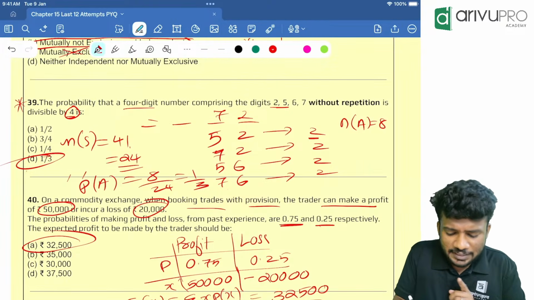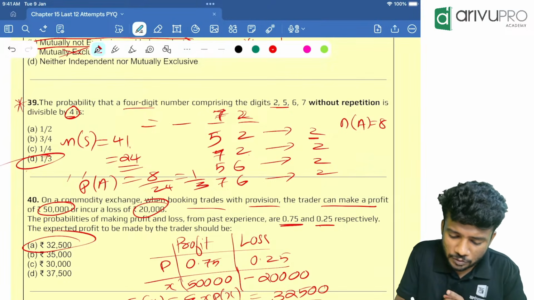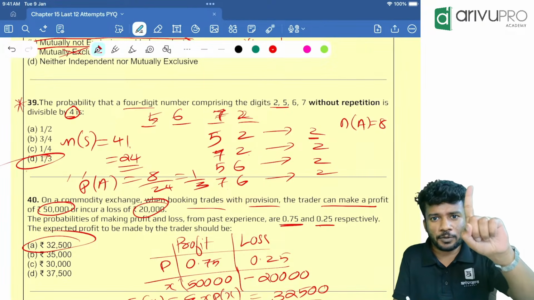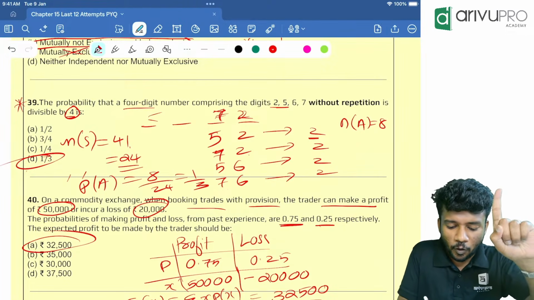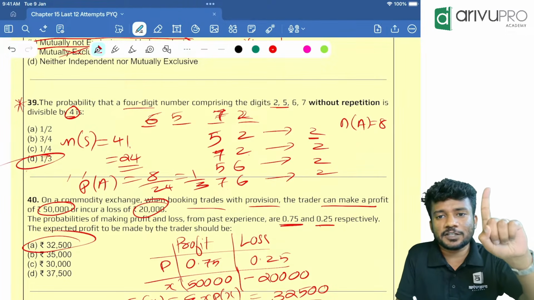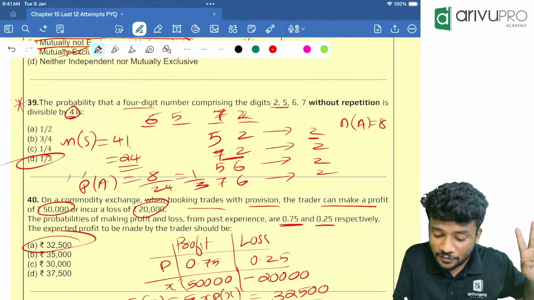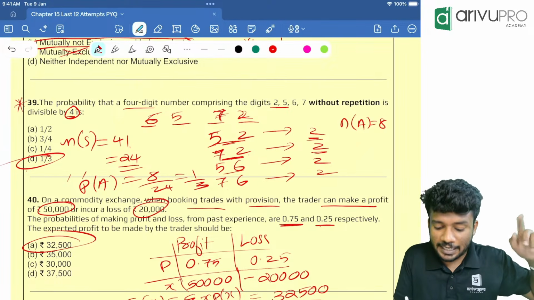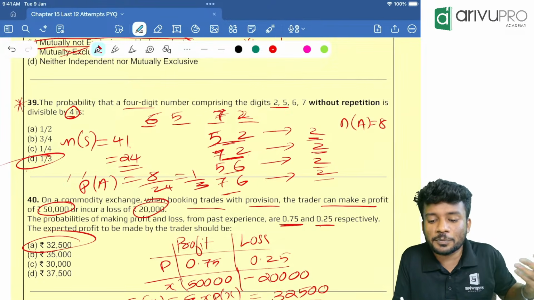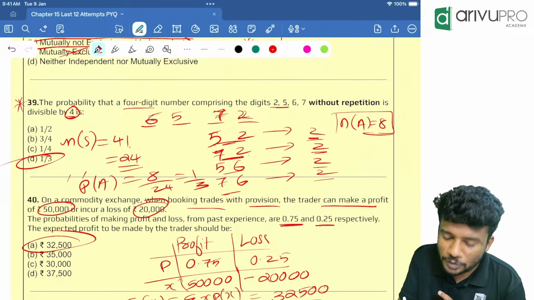Now, in the first case I am taking 72 at the end. Then the other two numbers will be 5 and 6. That is one possibility, 5672. Or it can be 6572. So when it is ending with 72, there are two possibilities. Likewise, when it is ending with 52, there are two possibilities. Ending with 56, two possibilities. 76, two possibilities. Likewise, total 8 possibilities are there. That is n of A is equal to 8.